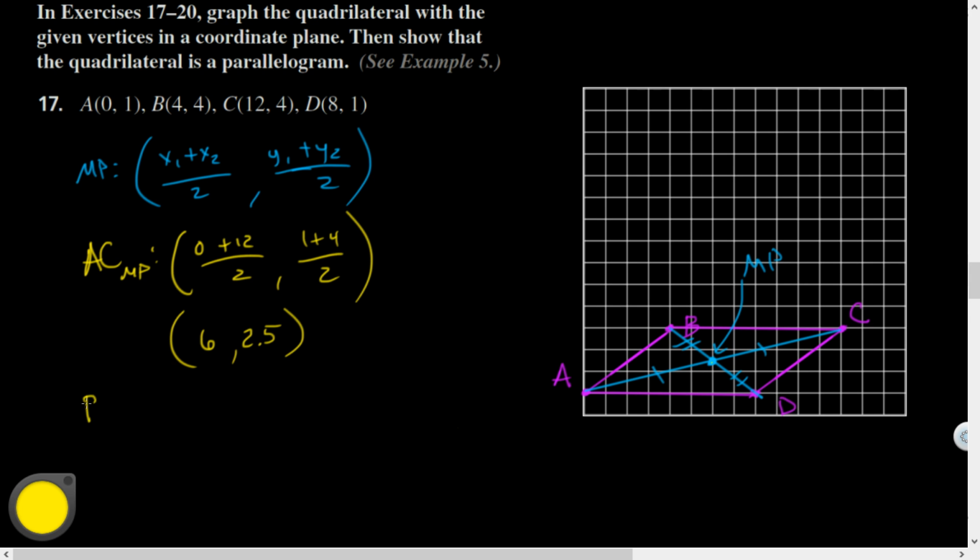And the midpoint of BD is going to be 4 plus 8 divided by 2. Right, so this is the easiest way to do it. And the y-coordinate would be 4 plus 1, sorry, divided by 2. This is looking good. Question, Evan? Comment?